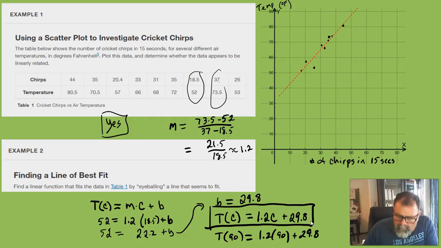So we can roughly estimate that there will be about 138 chirps in a 15-second period if it's 90 degrees Fahrenheit.